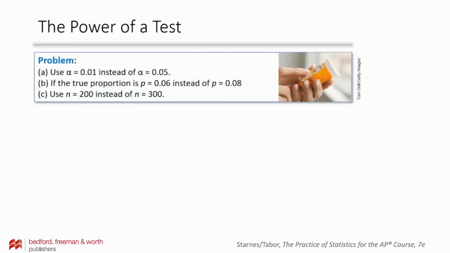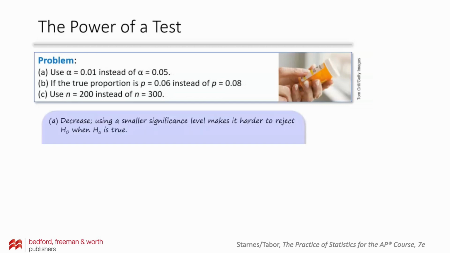So let's look at the first part. When the alpha level goes to 0.01 instead of 0.05. If we change the significance level to something smaller, it's going to decrease the power. So using a smaller significance level makes it harder to reject the null when the alternative is true.